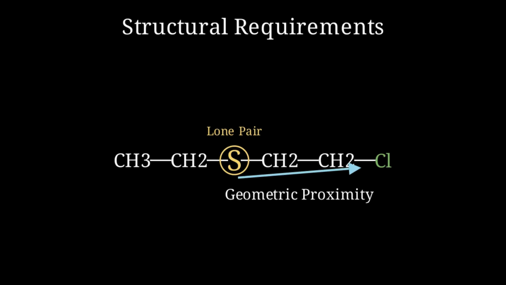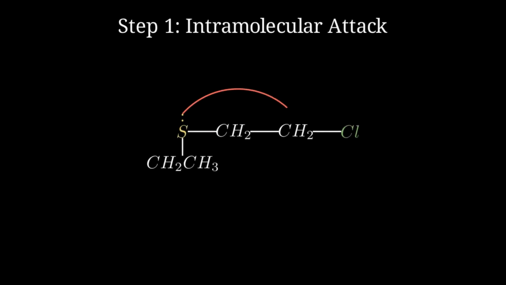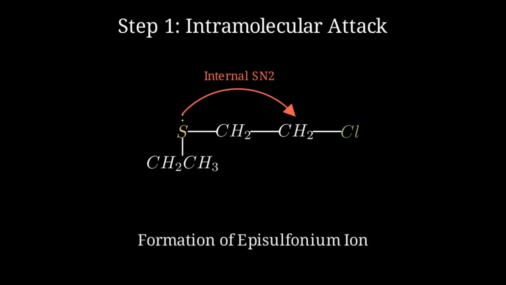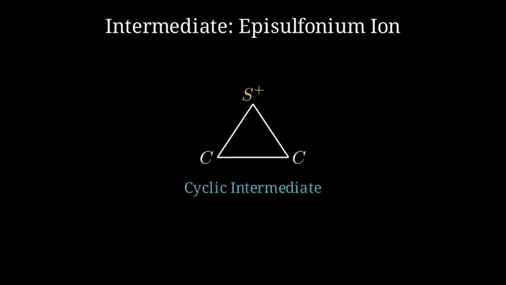The first step is an intramolecular nucleophilic substitution. The sulfur atom uses its lone pair to attack the carbon atom, displacing the chloride ion. This internal attack is much faster than an external attack because the nucleophile is already part of the molecule. This results in a cyclic intermediate called an episulfonium ion.